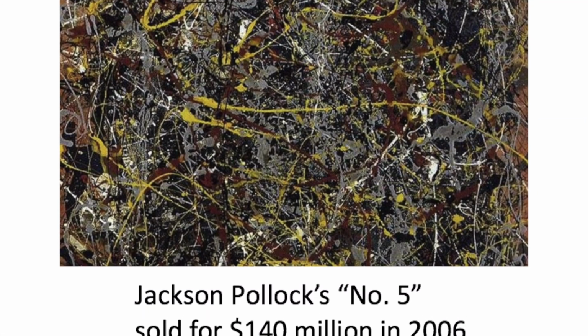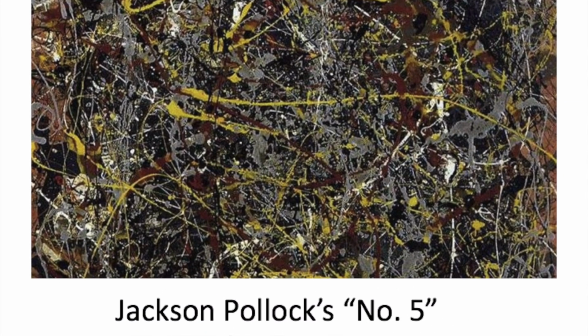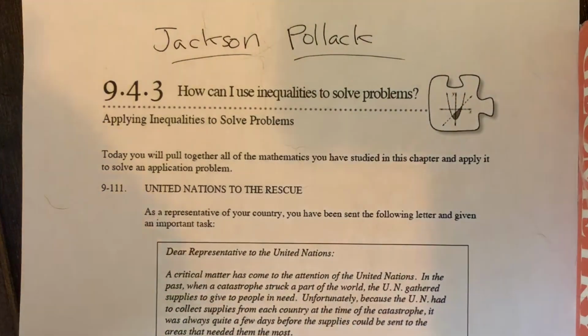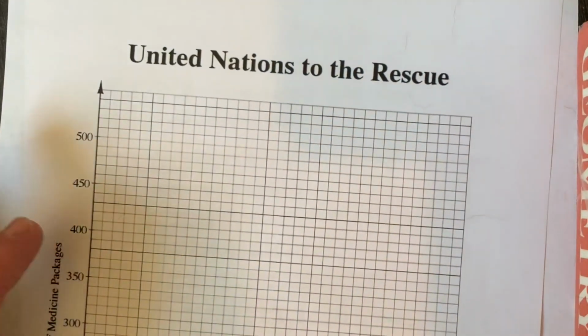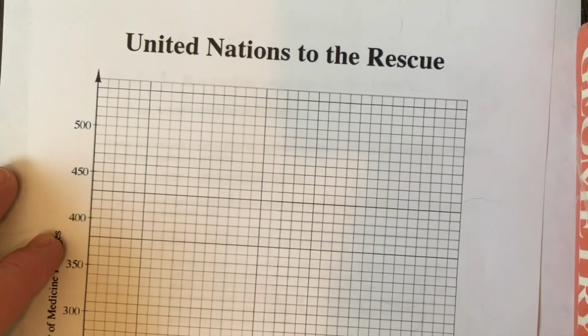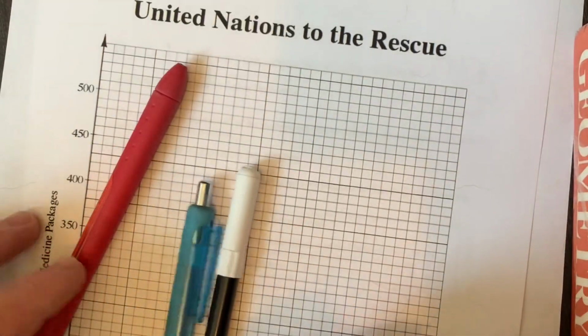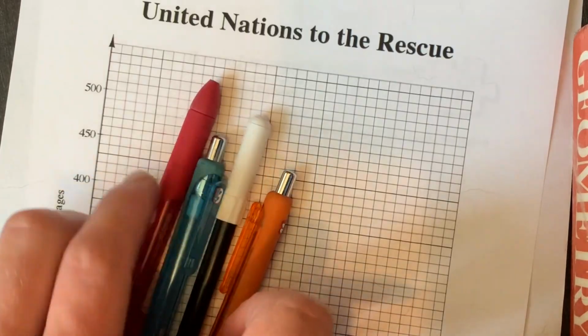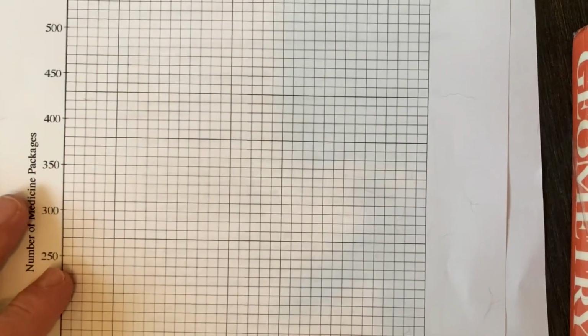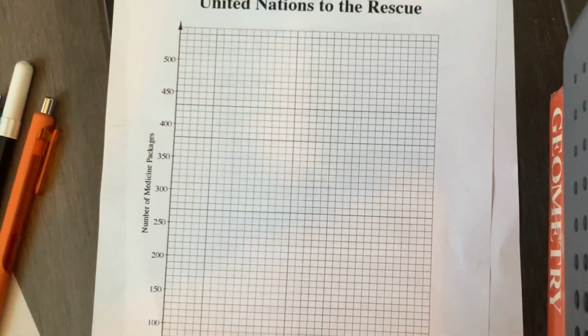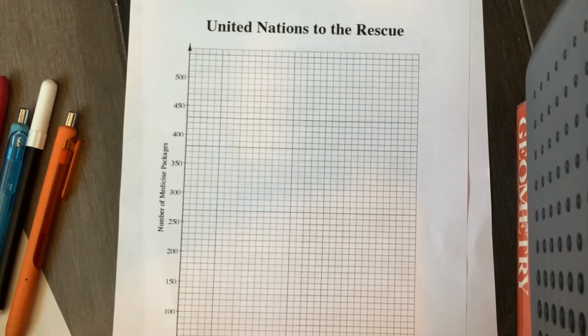So anyways, the reason why I put it up today is because you are going to make a Pollock today. You're going to make a Pollock-like painting, right? You're going to want to have lots of colors out, so have at least 4 colors out, maybe more like 5 or 6, we'll see. And on your grid here, we're going to really fill up this grid. United Nations to the rescue.